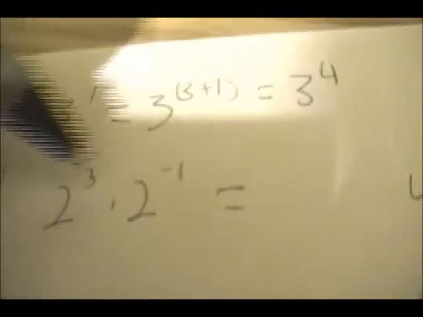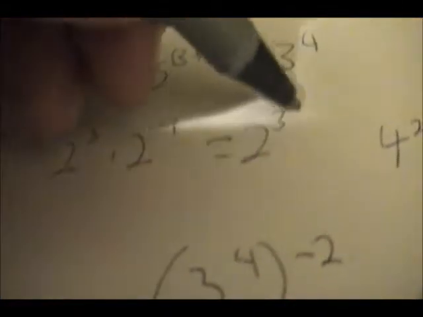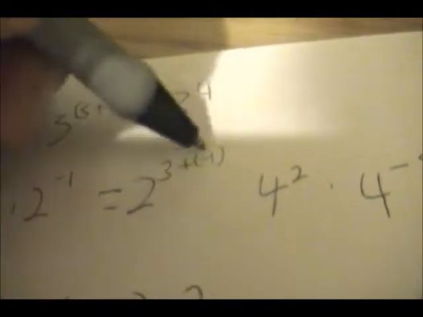Alright, what if we have something like 2 to the 3rd power times 2 to the negative 1? So now we got a combination of positive and negatives, right? So you better get your integers. Alright, so that's going to be 2 to the 3rd power plus a negative 1, right? Because we have minus 1. So obviously in integers we are going to subtract these two numbers, because we have a positive and a negative. So it's really just going to be 3 minus 1. So the answer is going to be 2 to the 3 minus 1, which is 2 squared.